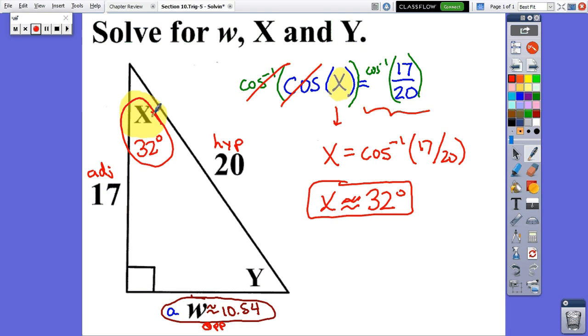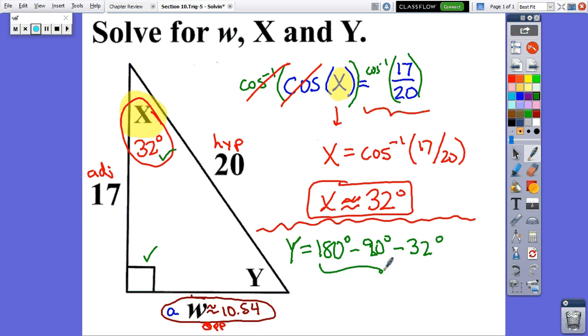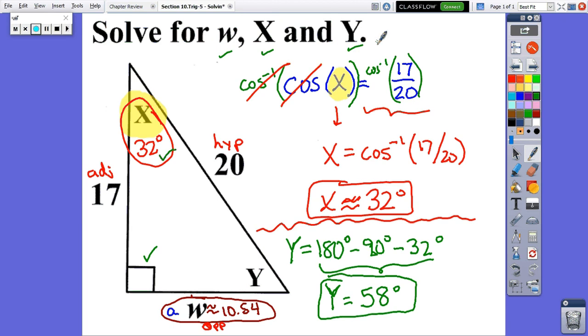Now remember, to get the last angle, we could do another trig problem, but there is a more efficient way of doing it. We now know 2 of the angles in this triangle, and all 3 angles must add up to be 180. So angle Y is going to be equal to 180. We get rid of the 90. We get rid of the 32 that we just figured out. And so if we subtract those 2 angles from 180, then angle Y is going to be 58 degrees in total. And now there's all 3 of my missing pieces, W, X, and Y.